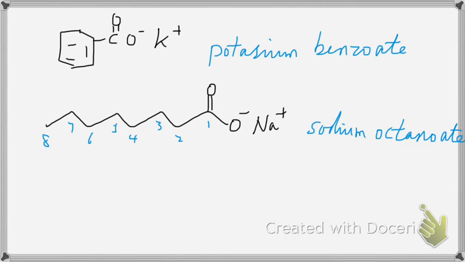And the next one, this is the sodium salt of a carboxylic acid with 8 carbon atoms, right? So we name the 8-carbon acid as octanoic acid, and the salt will be octanoate.